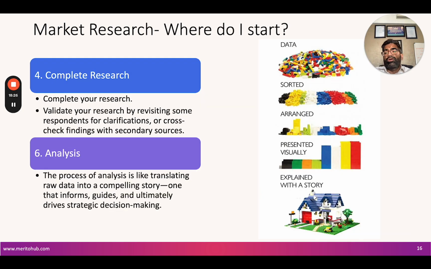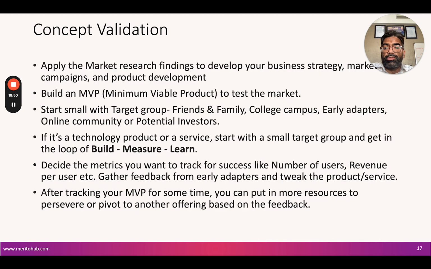Now, once you complete your research, validate your research by revisiting some respondents for clarification. It sometimes happens that you sent a survey, but if someone has given you qualitative feedback, you want to understand that better. You can do a one-to-one session with that person and then analyze the data. Once you sort and arrange or present that data, you will be able to see the trends coming out of that.